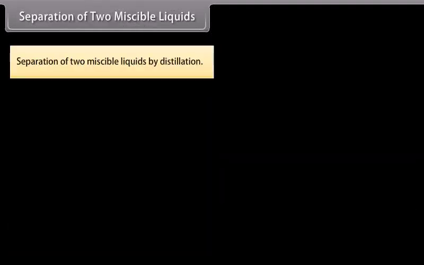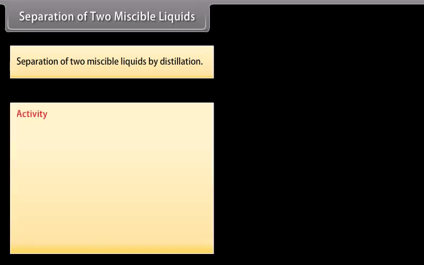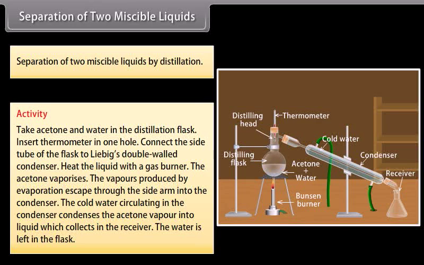Separation of two miscible liquids. Separation of two miscible liquids by distillation. Activity. Take acetone and water in the distillation flask. Insert thermometer in one hole.